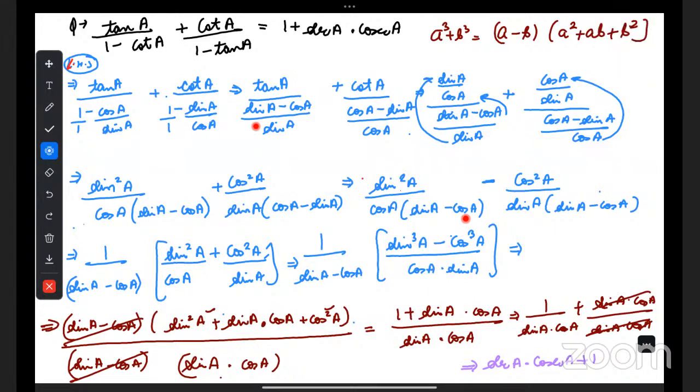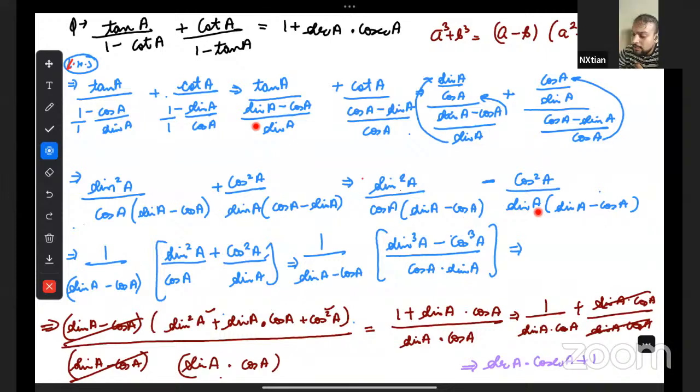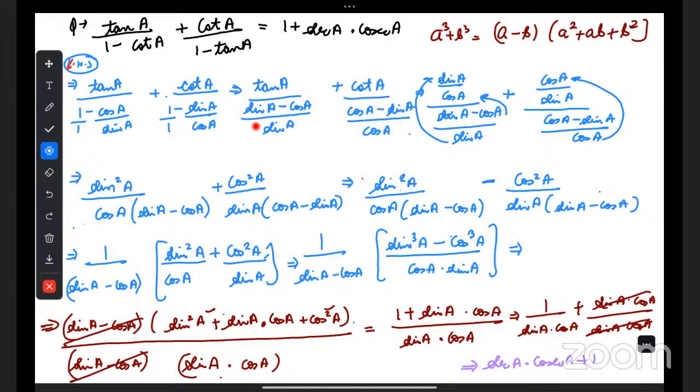Now, when I take out minus as a common, I just multiply this plus with this minus, making minus. Understood? Take out the minus and it will go with the numerator and the denominator both.